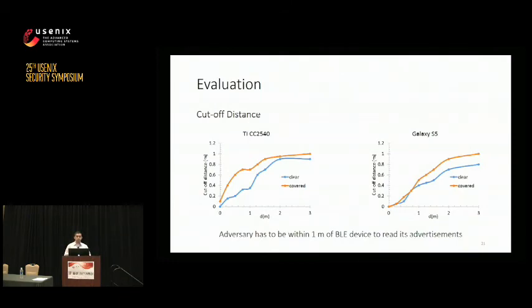As you can see, the cutoff distance is smaller as the distance between BLE-Guardian and the target BLE device is smaller. And the takeaway message here is that even when BLE-Guardian is 3 meters far from the target BLE device, the adversary has to be within 1 meter to be able to issue any connection request. So it has to be very close to the user.